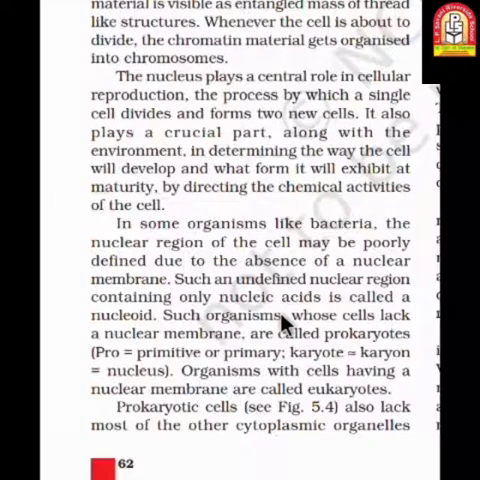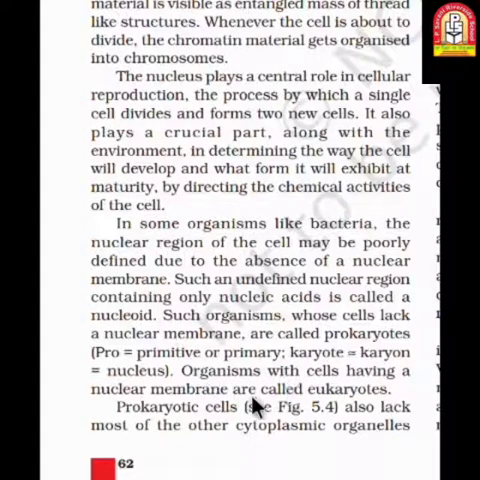Because of the nuclear membrane, we can separate the nucleus from the rest of the cell. But if there is no nuclear membrane which separates it from the cell organelles, then it is called a nucleoid. Such organisms whose cells lack a nuclear membrane are called prokaryotes. In the earlier standard, in the 9th, we saw the difference between prokaryotes and eukaryotes. We used to say that prokaryotes don't have a well-defined nuclear membrane. Here the same thing is repeated in the 10th standard.